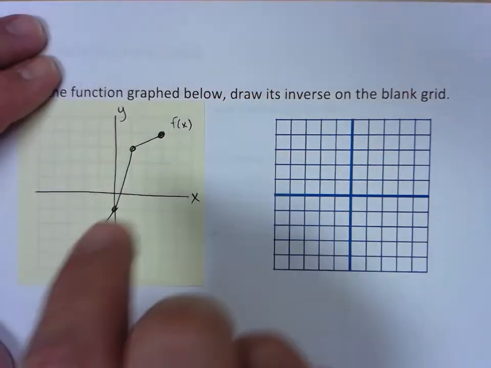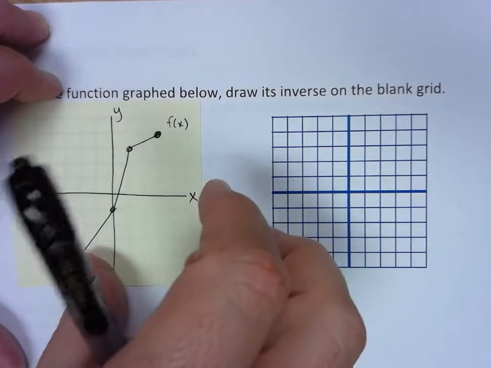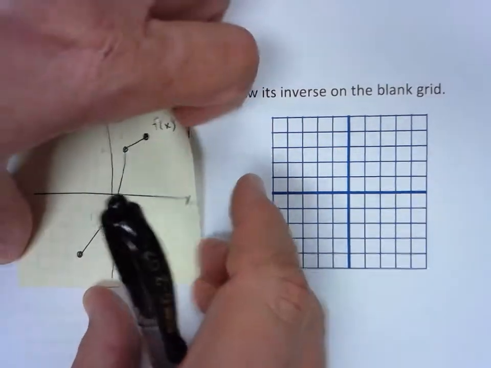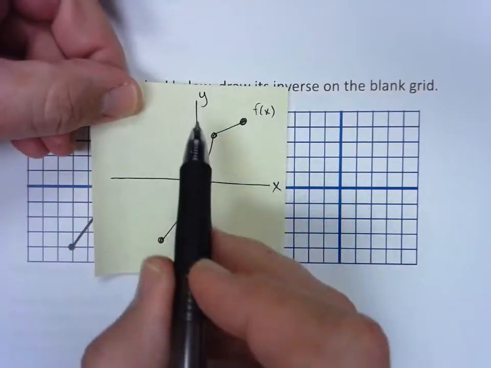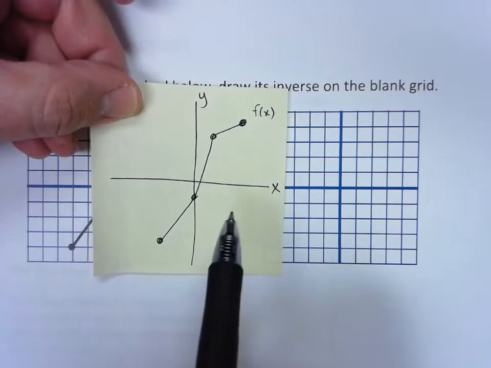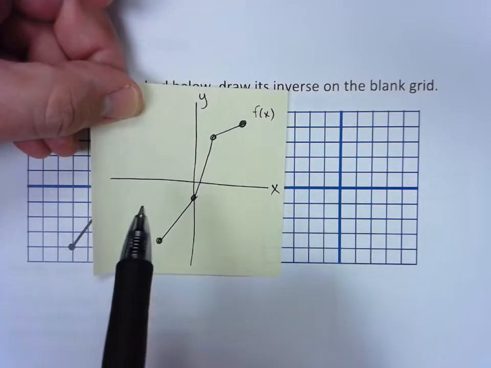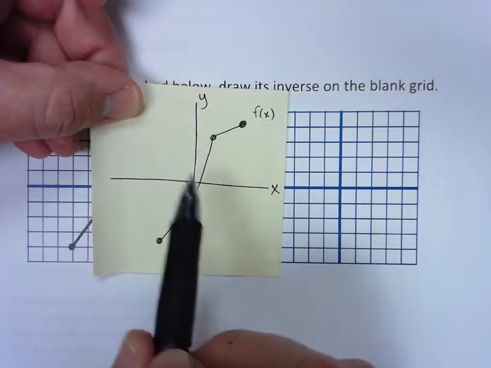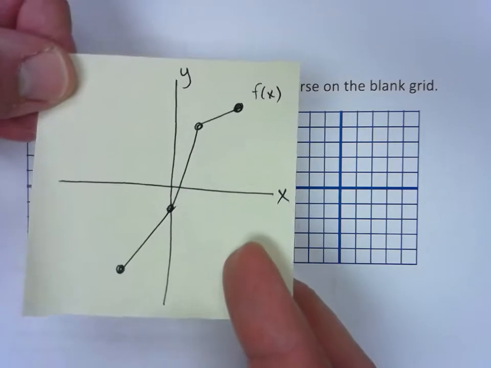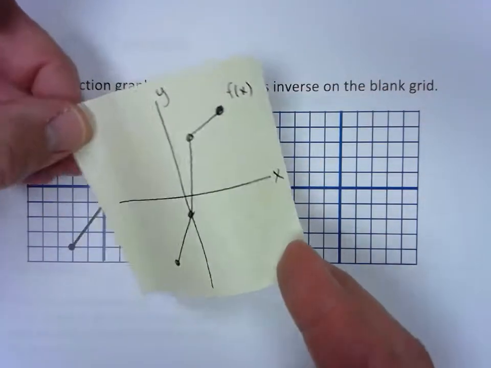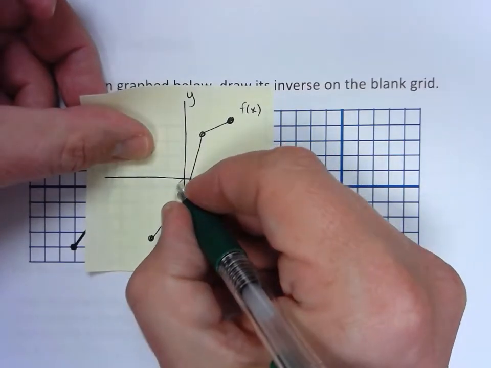What you're trying to do to create the graph of an inverse is swap x and y. You want the old x-axis to become the new y-axis, and you want the y to become the x. But you also want positive x to correspond to positive y, and positive y to correspond to positive x. So again, you can't just rotate it 90 degrees one way or the other. That's insufficient.